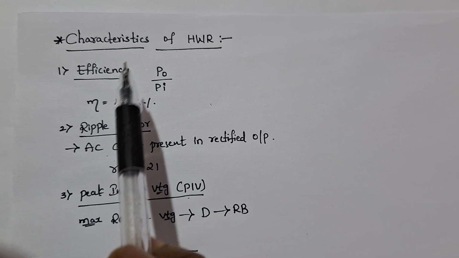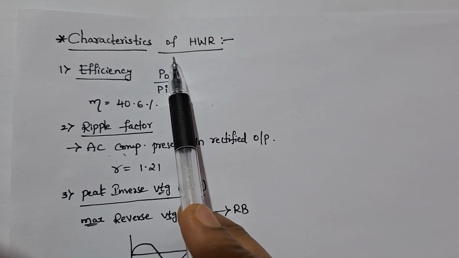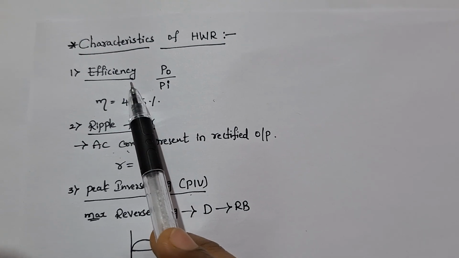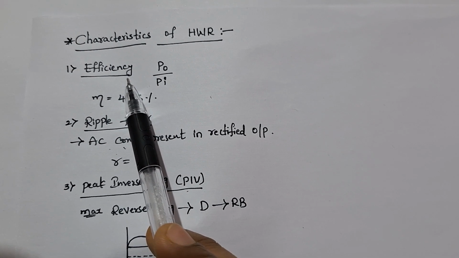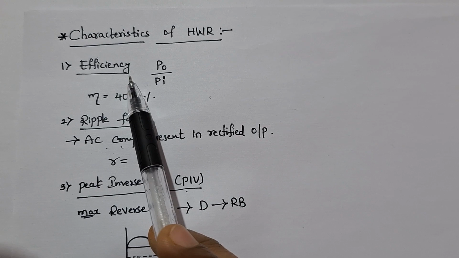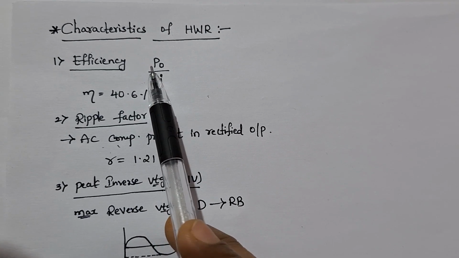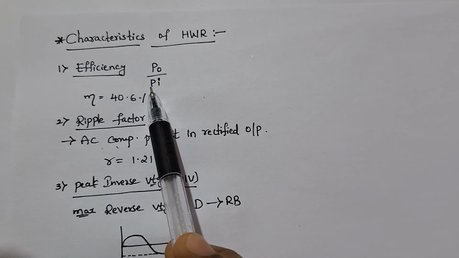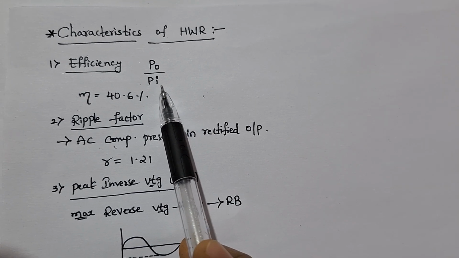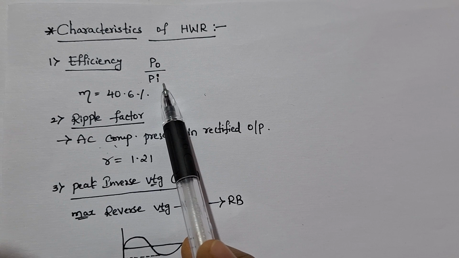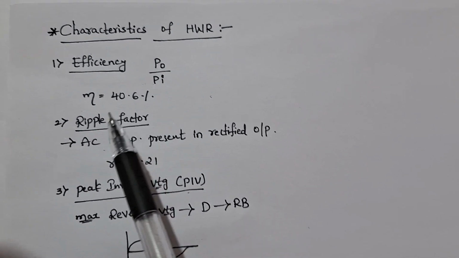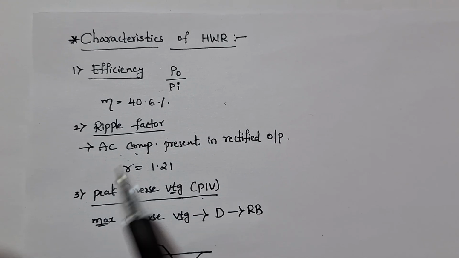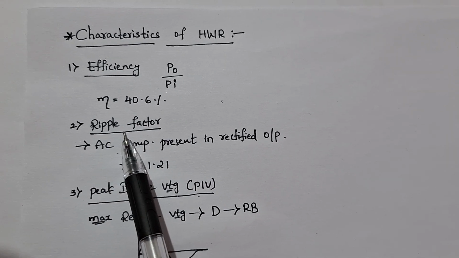Now we will see some of the important characteristics of a half wave rectifier. First we will see the efficiency. The efficiency of a half wave rectifier can be defined as output power divided by input power. The total efficiency of a half wave rectifier is eta equal to 40.6%.